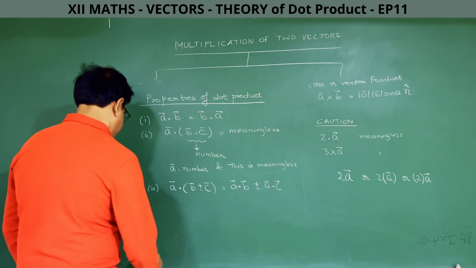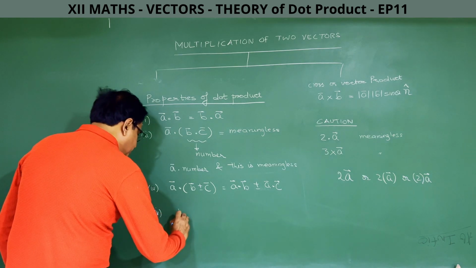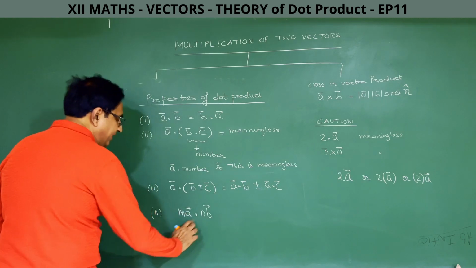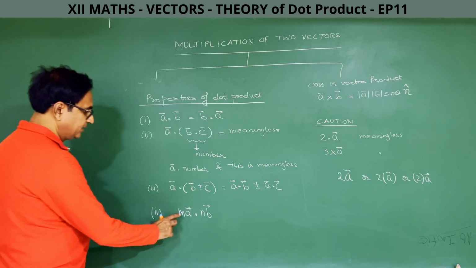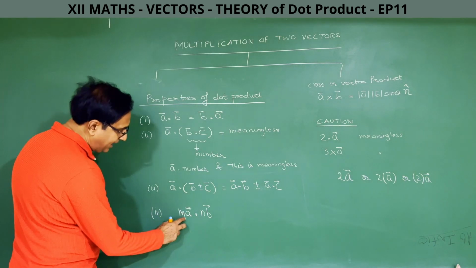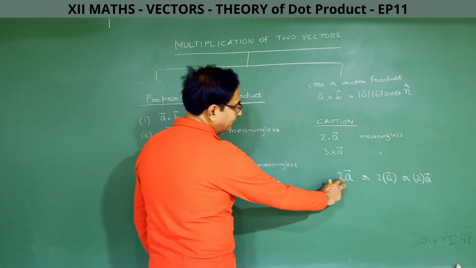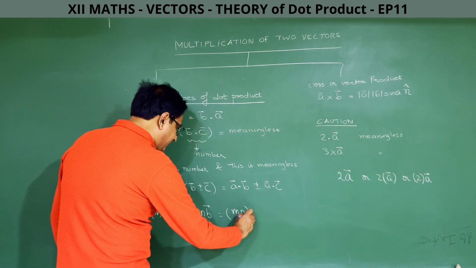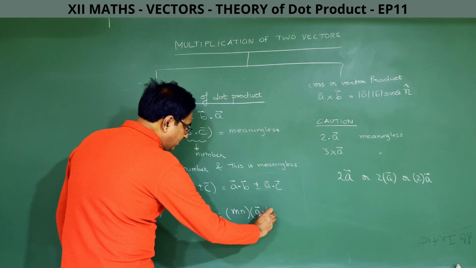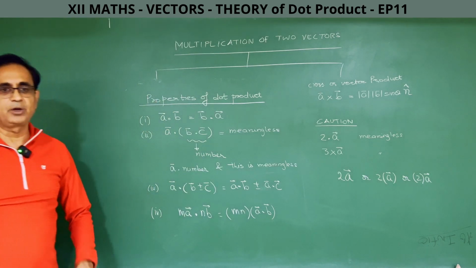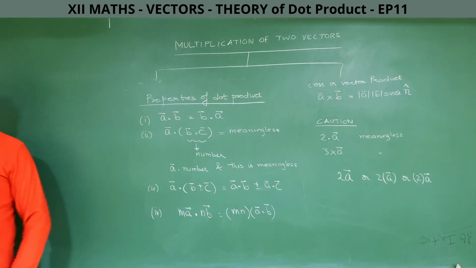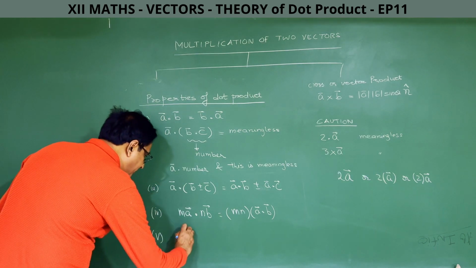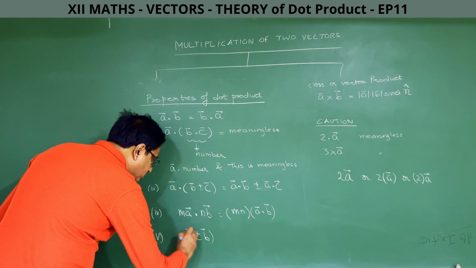Alright, fourth property. Suppose you want to take dot product of two vectors and both the vectors are multiplied with some random scalars. M is a scalar multiplied with vector A, but I have not put any dot and cross here. I told you, you have to write them like this, and there is another vector. So what you can do is, you can multiply the numbers separately and take dot product of the vectors. So MA dot NB will be MN times A dot B.